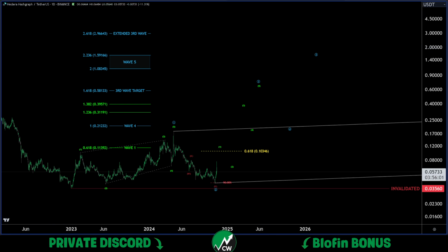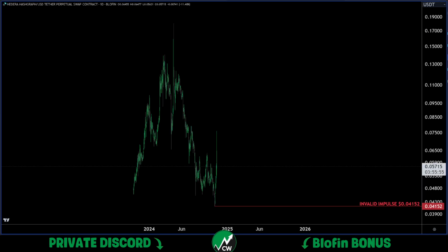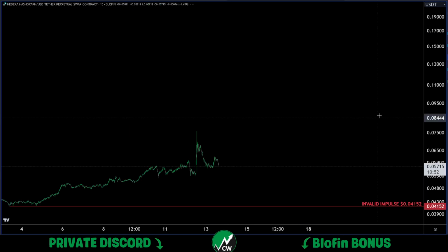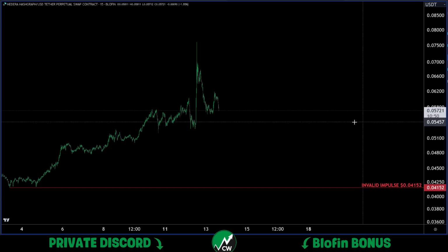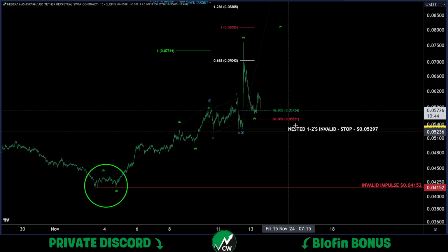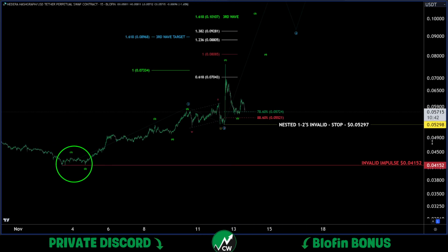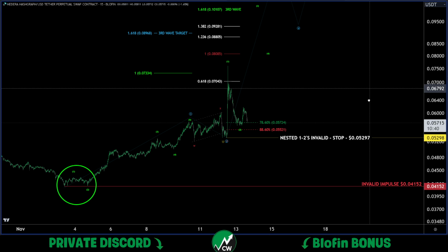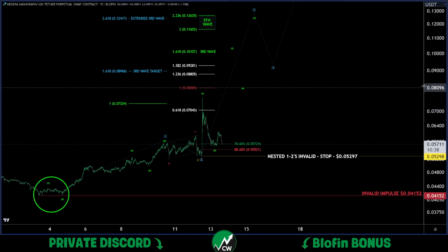Okay, so I'm going to go to the smaller time frames. This is the count I have in the Discord membership. This is over on Blowfin where I'm tracking on the smaller time frames. I have two different counts. Very ugly count. The big issue here, direction is up. That's the important thing to note.